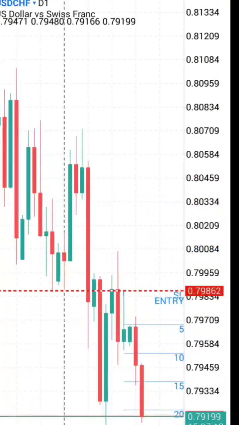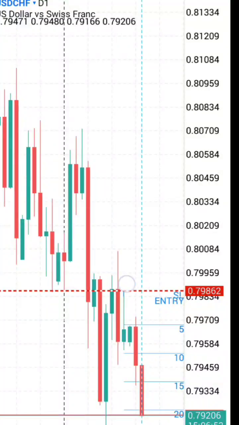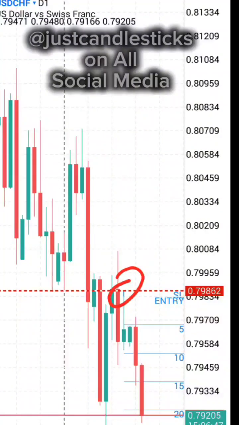Okay, so you can see a trade, and you see how far the trade has gone. Unfortunately, we entered from here, and the market didn't move very well.